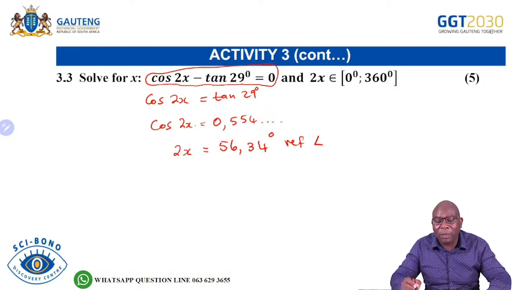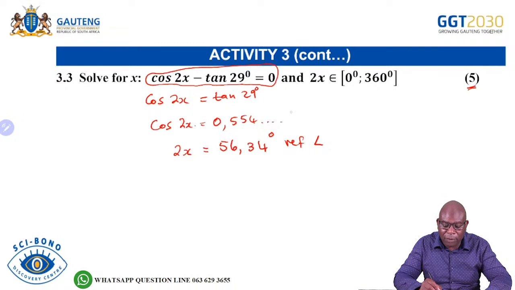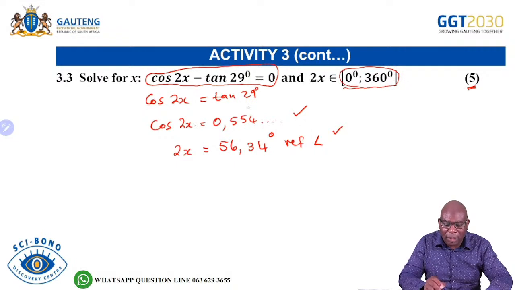Now I'm not done. Remember, this is 5 marks. So I already have a mark for transposing that, and I've got a mark for the reference angle, so I only have 2 marks. Remember, I need all the angles between 0 and 360 degrees. So what do I do first? I must check this value there. That value there is a positive value.